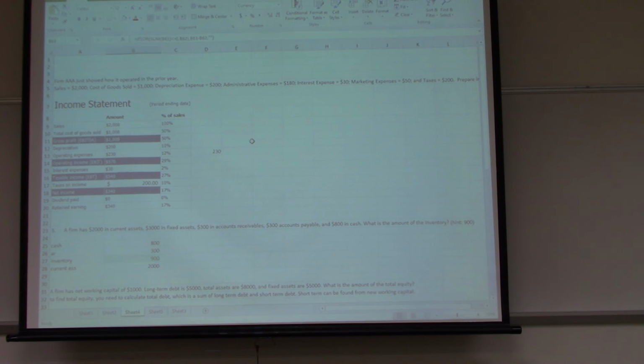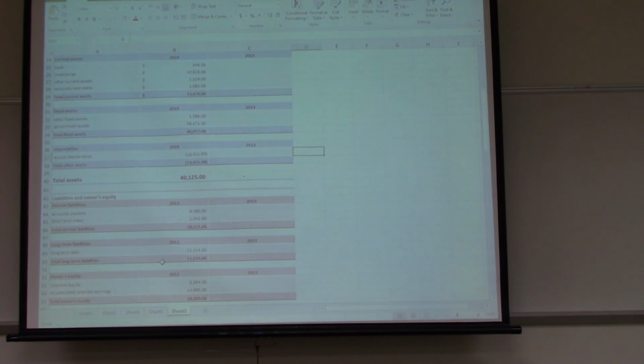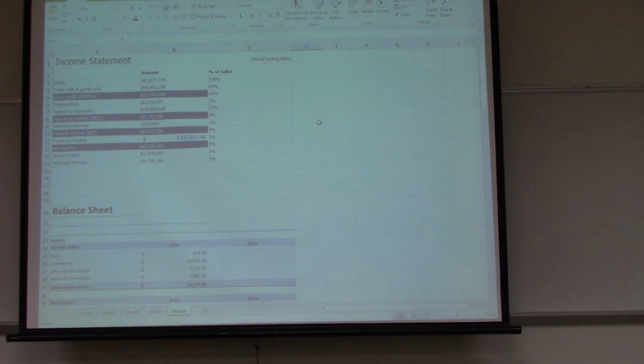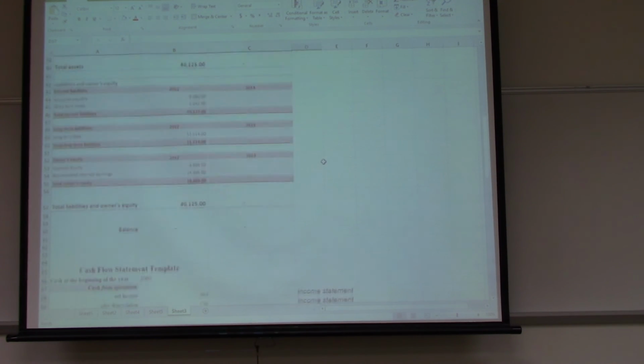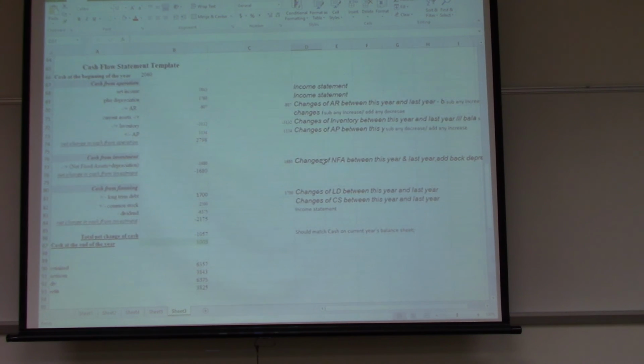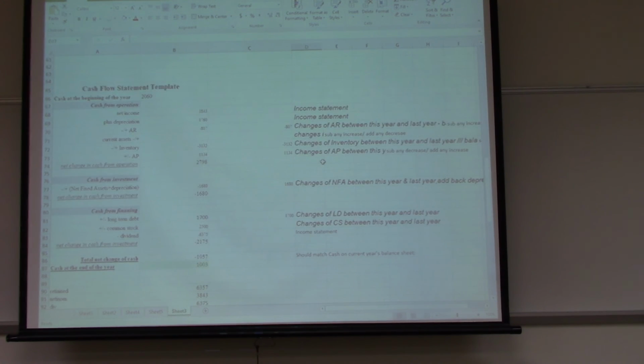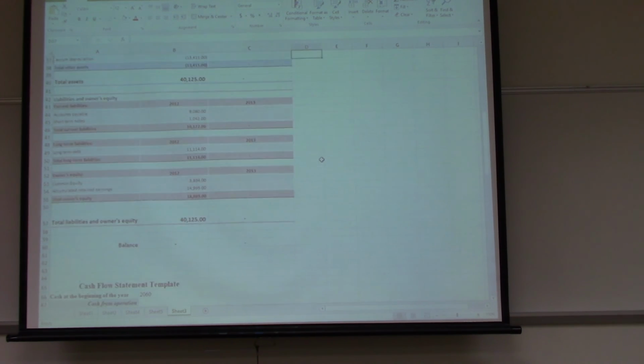Like in the class website, I asked you to do 3 exercises. One is to prepare the income statement based on Home Depot's information. Also prepare the balance sheet based on the information given. And the last thing I'll ask you to do is to prepare the cash flow statement. Since I'm pretty sure Tristan hasn't done that yet, we can do that together.